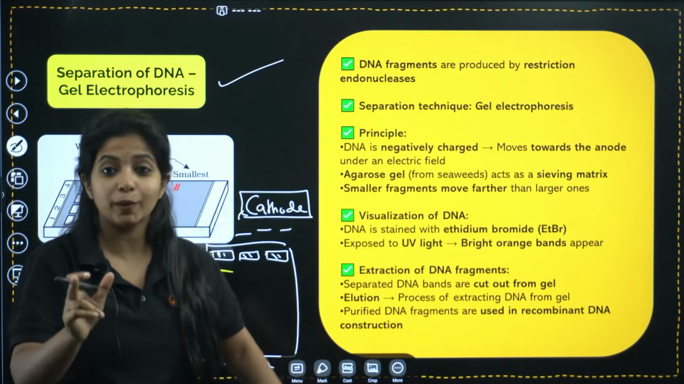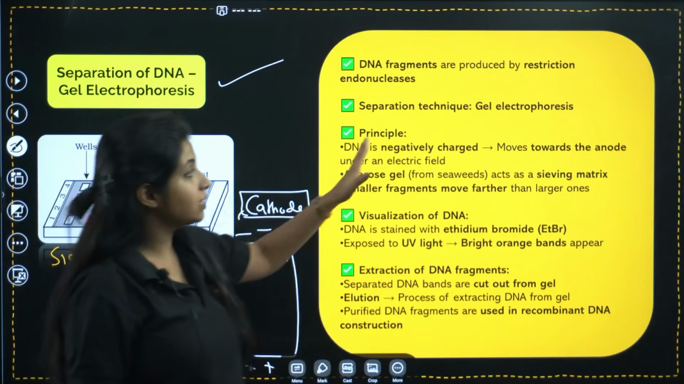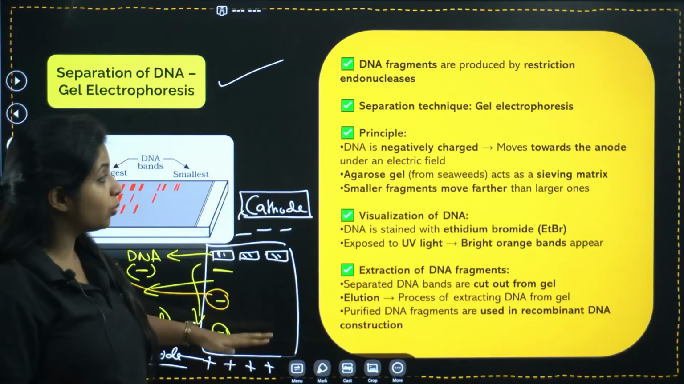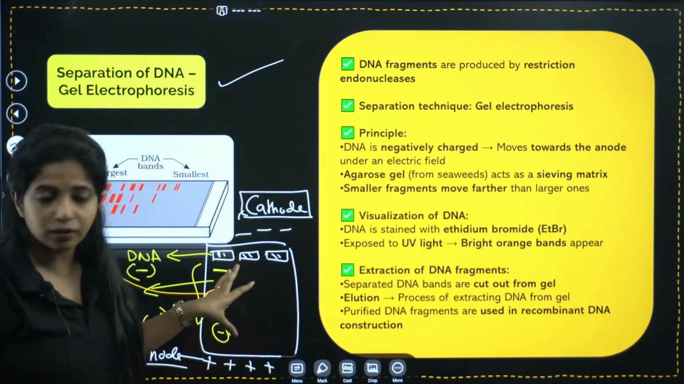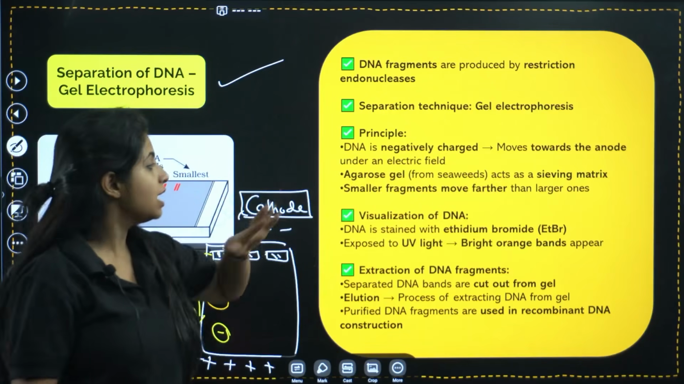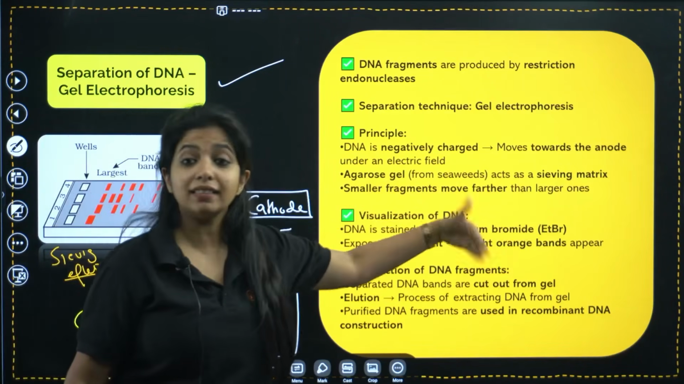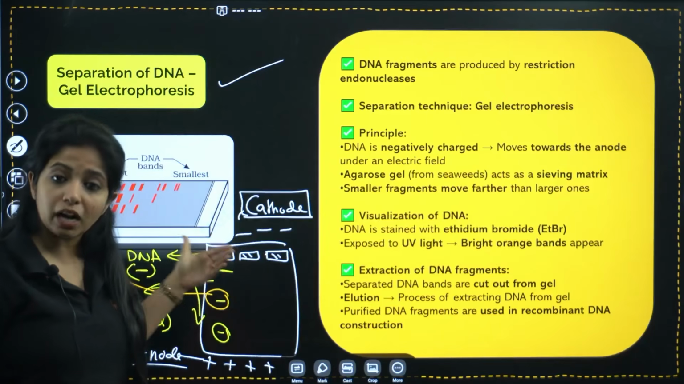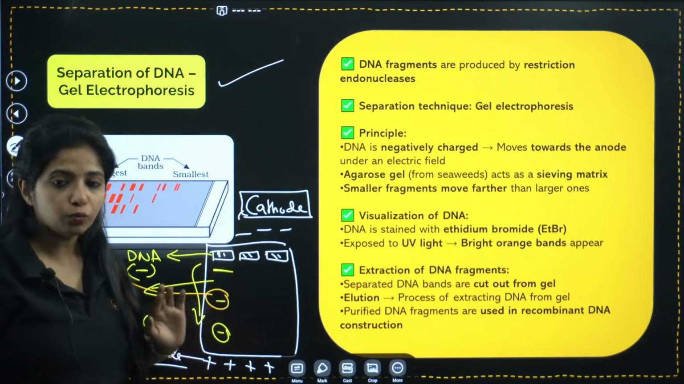This is a very important question that is usually being asked. So DNA is negatively charged, moves towards the anode. Under what? Under the electric field out there. Agarose gel from seaweeds acts as a sieving matrix. It goes through, okay. Smaller fragments move farther than the larger ones. If at all you compare between larger and smaller one, the smaller one is going to move faster.